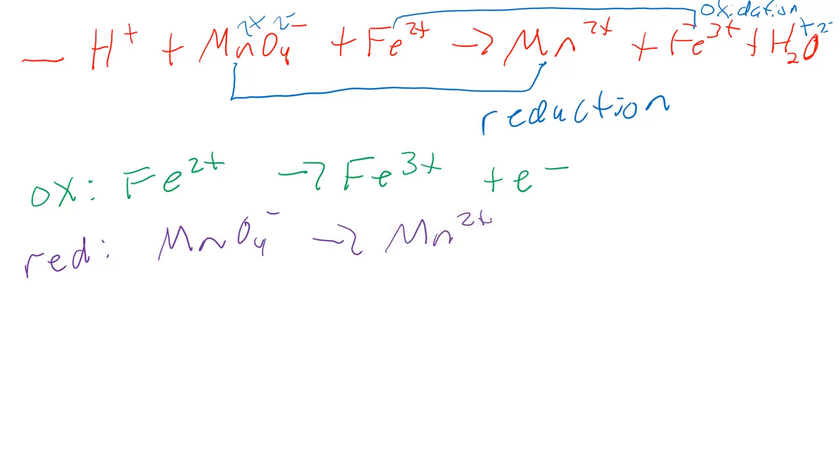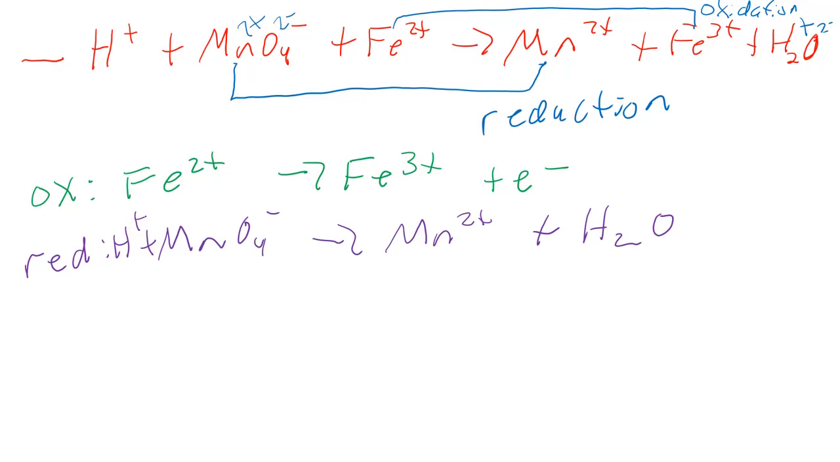But in order to balance this, if we haven't talked about this already in class, we will. We also have to take care of the oxygens and the hydrogens. The way that we take care of oxygen is by adding water. And then since I've added water to this side to balance the hydrogens, I need to add H positive on this side.